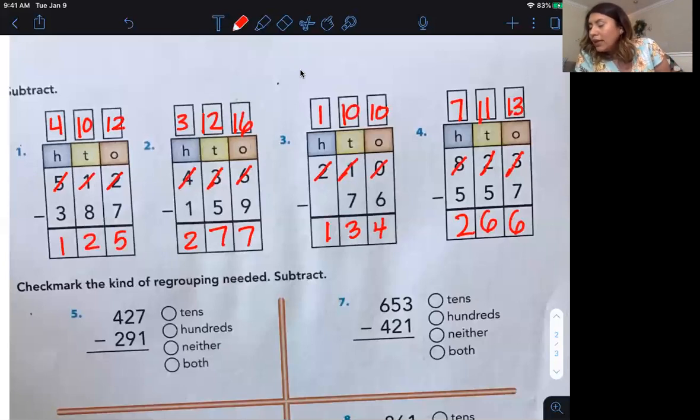Okay. Now, check mark the kind of regrouping needed, and then we're going to subtract, okay? So if it's only in the hundreds, then we mark the hundreds. If it's neither of them, then you don't need to do it. And if it's only in the tens, you do the tens. Are you ready? Okay. Or if it's both, I forgot to give you that option. If it's both of them, tens and hundreds, then you do all of it, okay? All right, here we go.